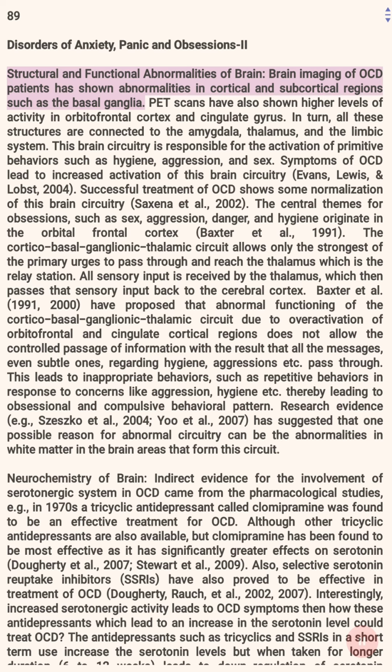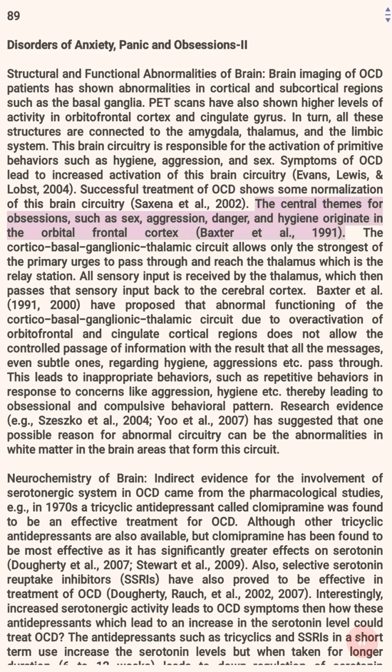Structural and functional abnormalities of brain. Brain imaging of OCD patients has shown abnormalities in cortical and subcortical regions such as the basal ganglia. PET scans have also shown higher levels of activity in orbitofrontal cortex and cingulate gyrus. In turn, all these structures are connected to the amygdala, thalamus, and the limbic system. This brain circuitry is responsible for the activation of primitive behaviors such as hygiene, aggression, and sex. Symptoms of OCD lead to increased activation of this brain circuitry, Evans, Lewis, and Lobst, 2004. Successful treatment of OCD shows some normalization of this brain circuitry, Saxena and others, 2002.